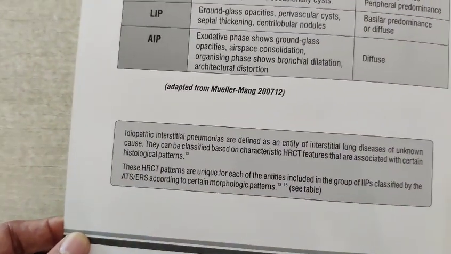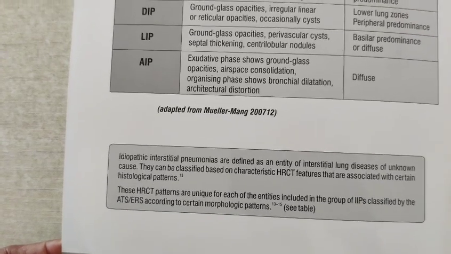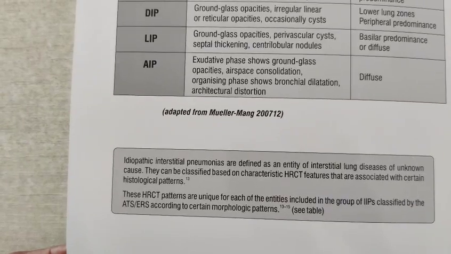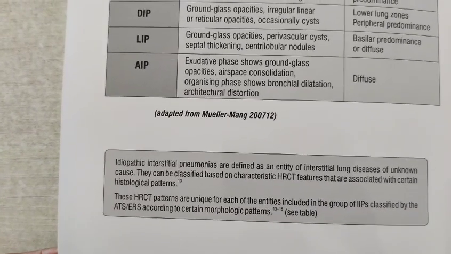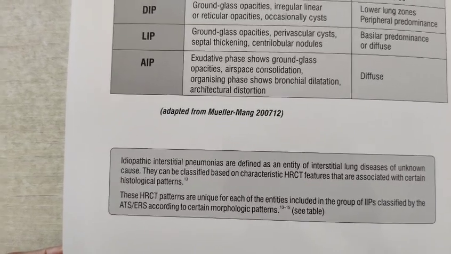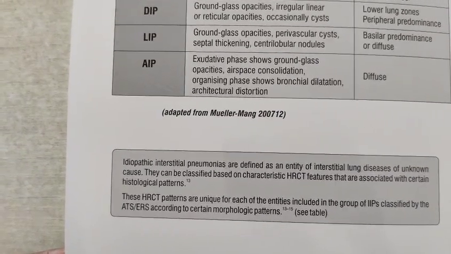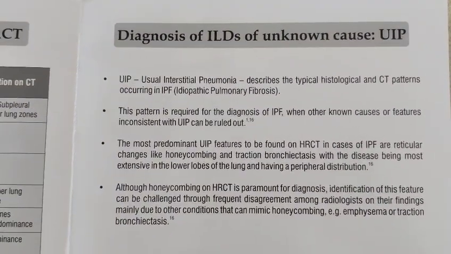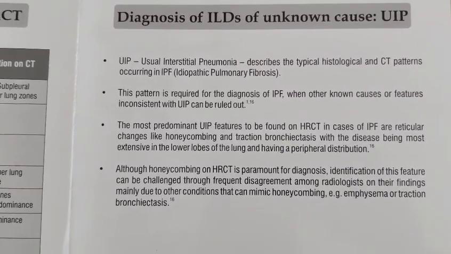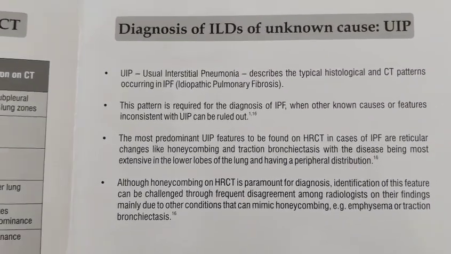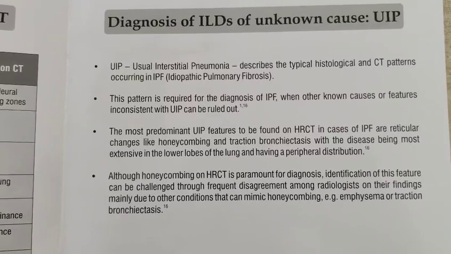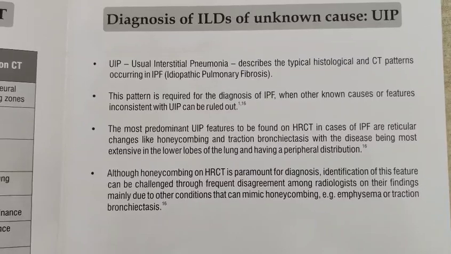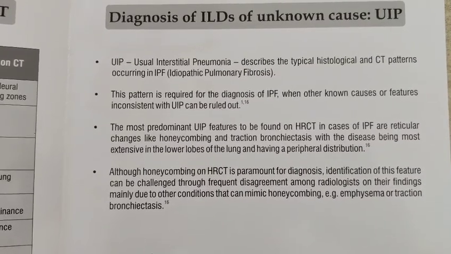Idiopathic interstitial pneumonias are defined as an entity of ILDs of unknown cause. They can be classified based on characteristic HRCT features that are associated with certain histological patterns. These HRCT patterns are unique for each of the entities. Diagnosis of ILDs of unknown cause: UIP, usual interstitial pneumonia. It describes the typical histological and CT patterns occurring in IPF. This pattern is required for the diagnosis of IPF when other known causes or features inconsistent with UIP can be ruled out.